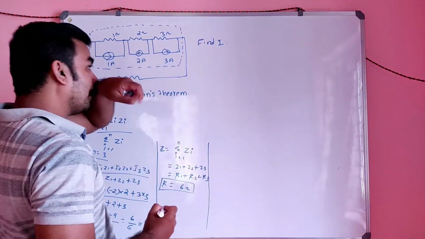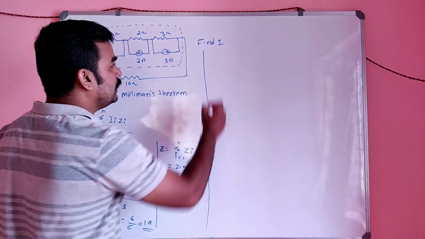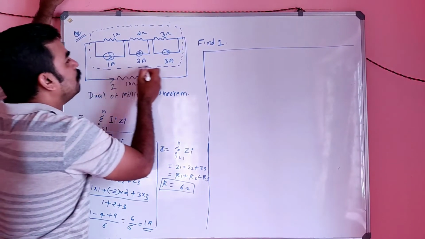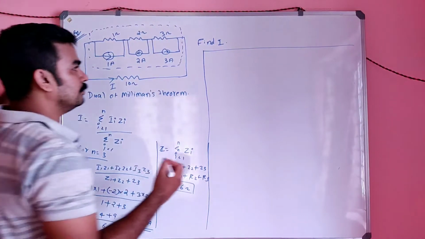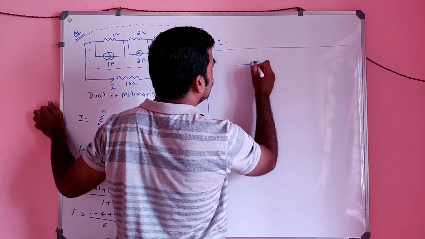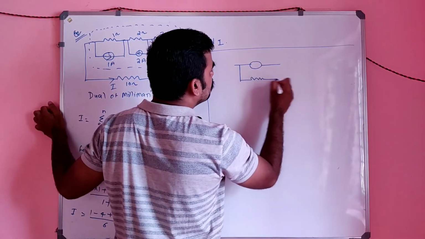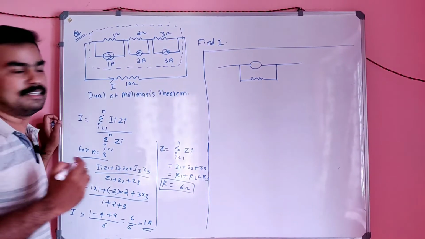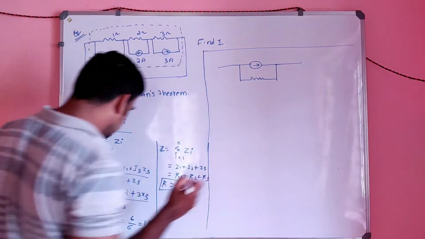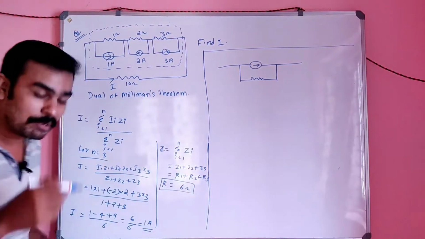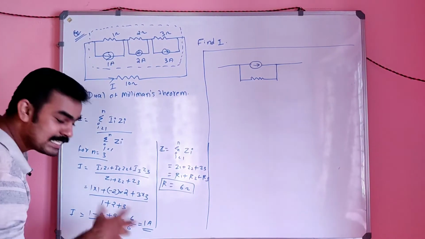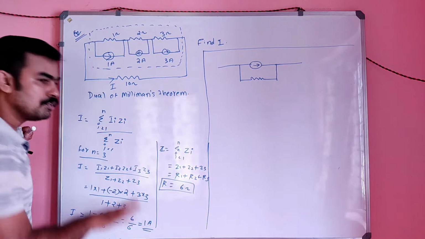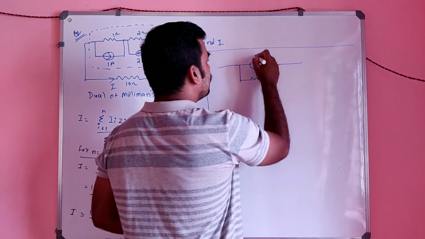So let us redraw the circuit now. Up to this portion can be replaced with a current source in parallel with a single resistor. And that current source value is nothing but this I, 1 ampere. Is it right or left? That is very important. If this I has a negative sign, then it will be left. If this I has a positive sign, it will be right. So it will be 1 ampere right.